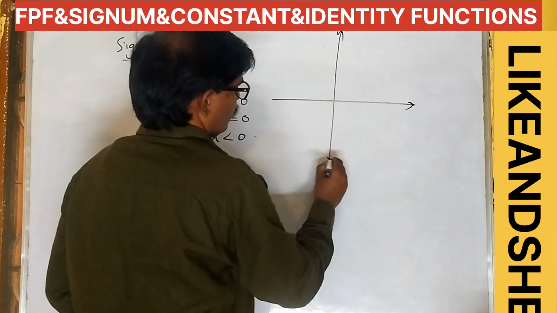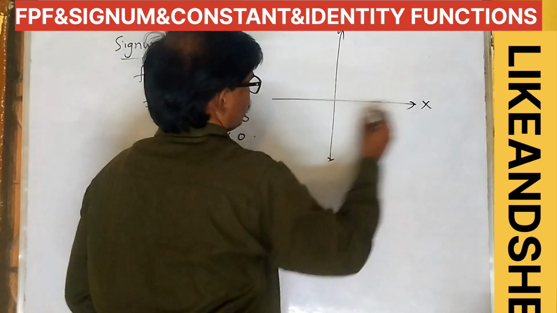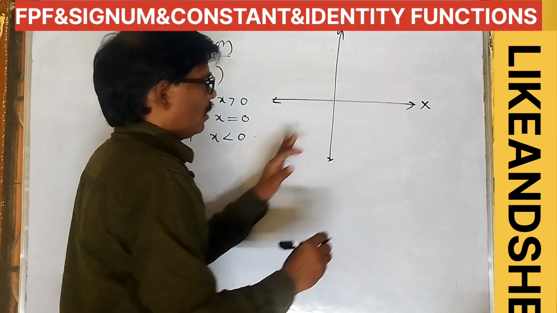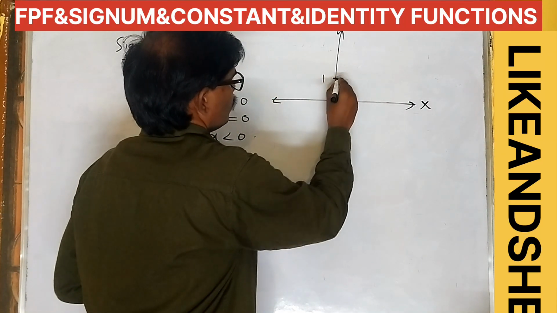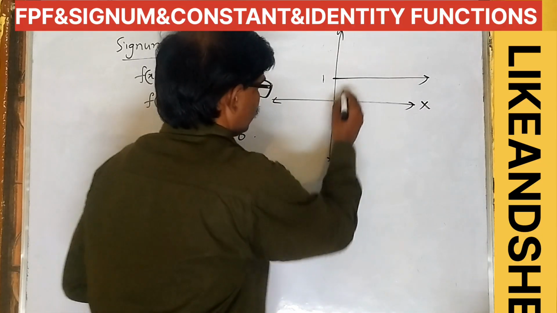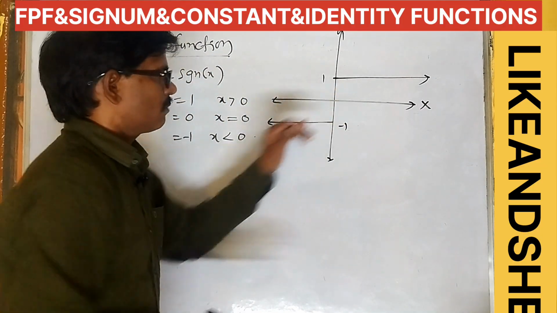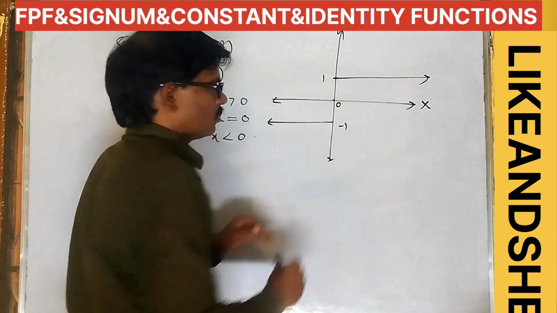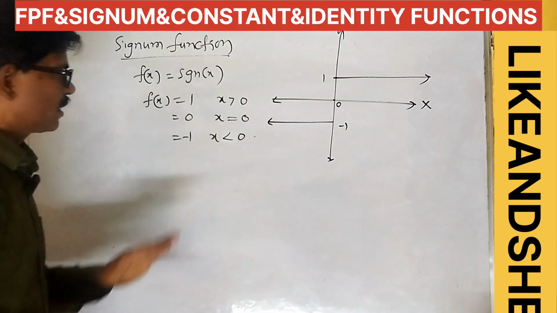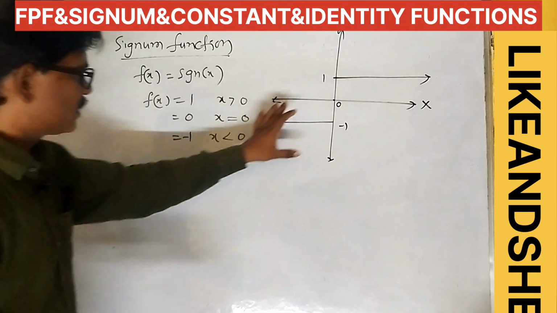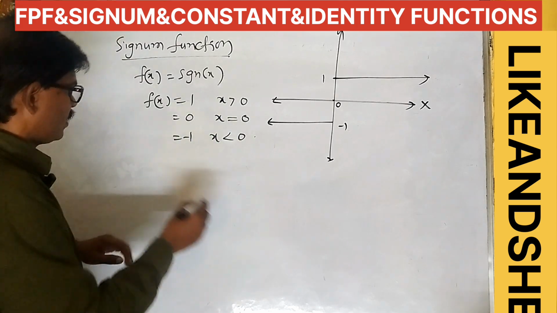Okay, this is the y-axis, this is the x-axis. This is 1, the signum of 1. This is the signum function. This is also minus 1, signum of x. This is the 0. What is the signum value here? Find the value. Example.